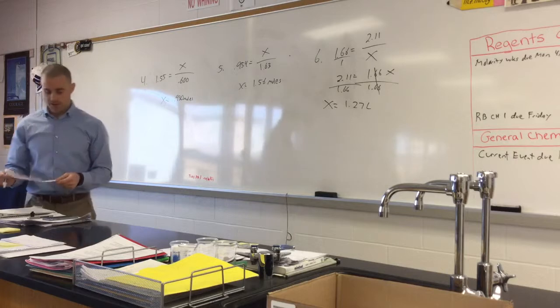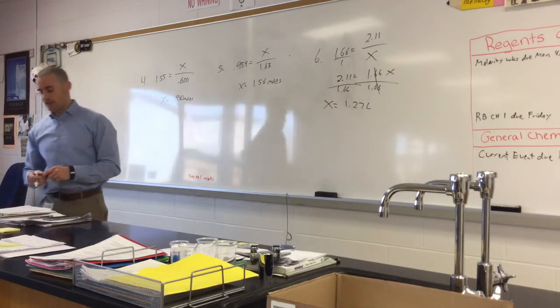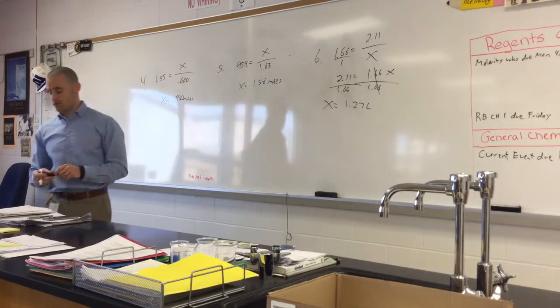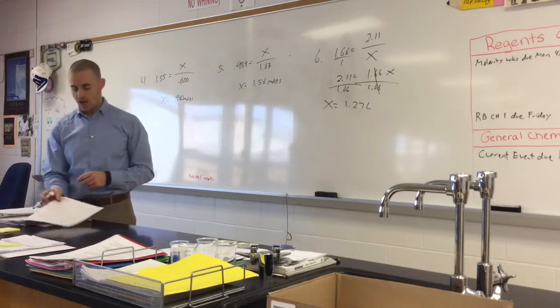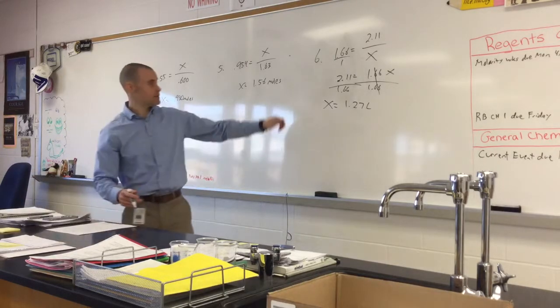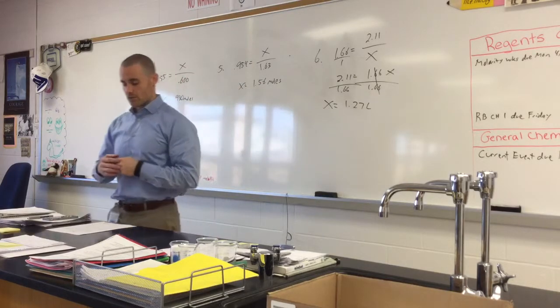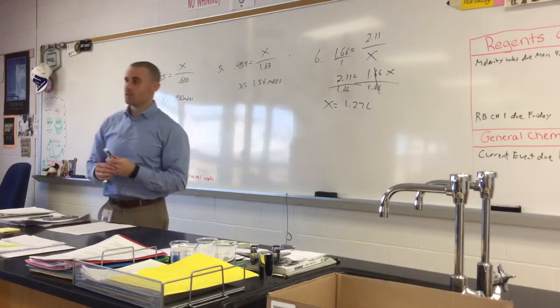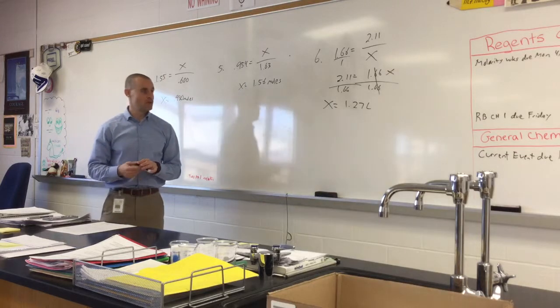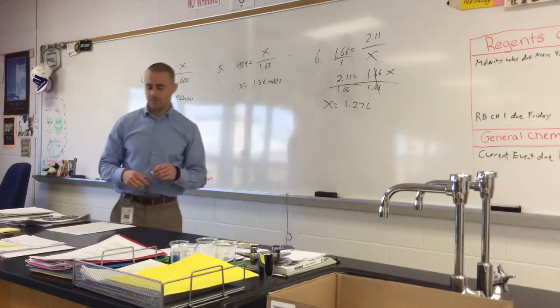I'm going to skip number 7 as far as going over it, but I'll tell you the answer. Answer to 7 is 2.2 liters, just 2 sig figs. It's just like number 6, except different numbers. Okay, I'm just going to save a little bit of time by skipping that. 2.2 liters for number 7.